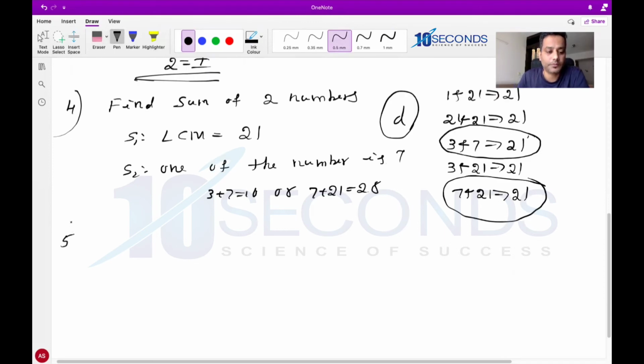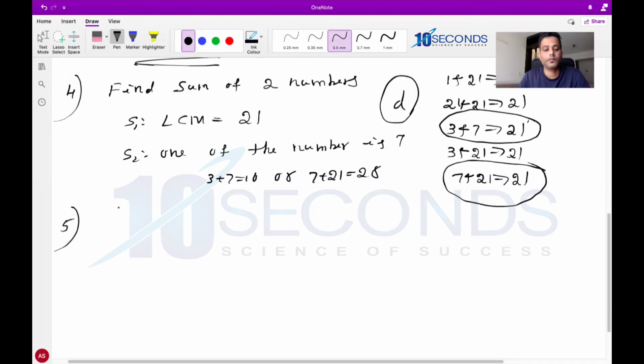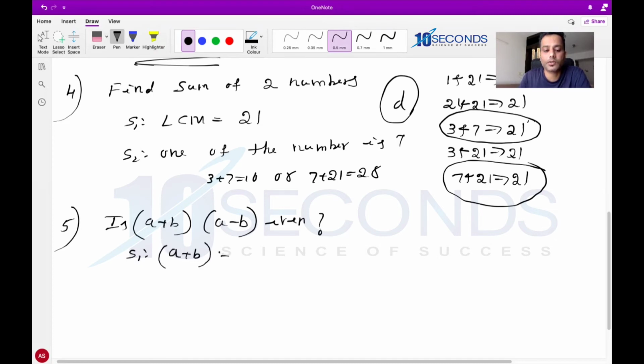Okay. Fifth one: is (a plus b) into (a minus b) even? Statement 1, a plus b equals an odd number. Statement 2, a minus b equals an odd number. You just need to find whether (a plus b) into (a minus b) is even or not.